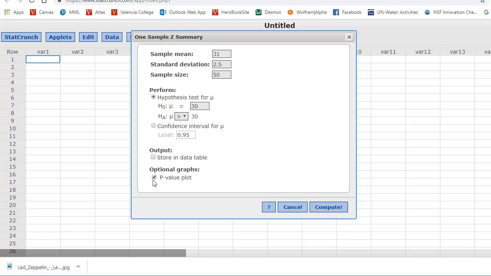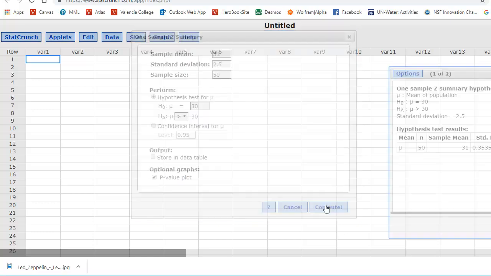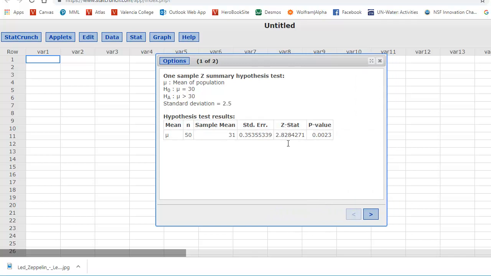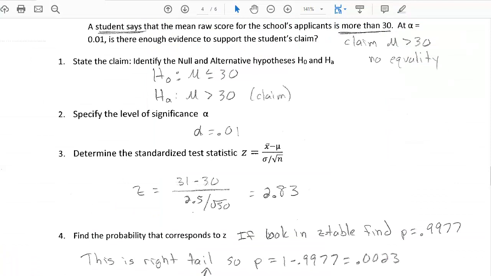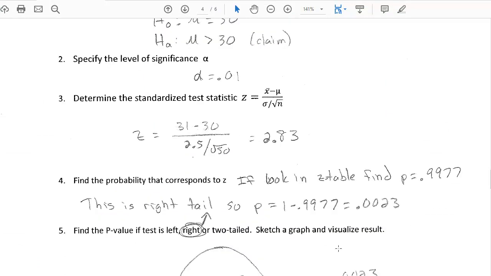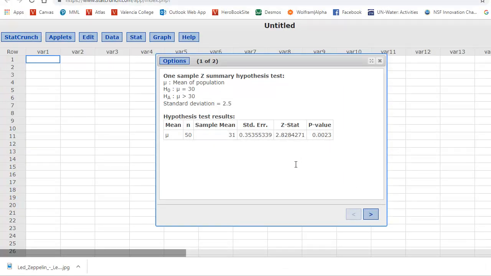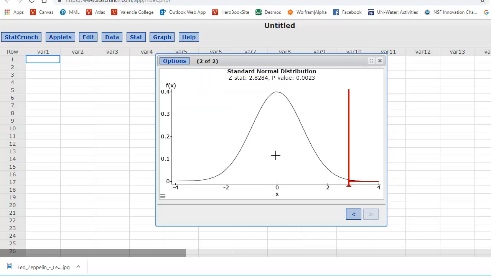I like to visualize the problem, so I'm going to do a p-value plot. When I compute, the first piece of information it gives me is the standardized test statistic, which we found to be 2.83. The p-value in the right tail was 0.0023. If I go to the graph on the right, we can see the visualization that we had drawn on paper: here's our 2.83 standardized test statistic, and the area to the right is our p-value of 0.0023.